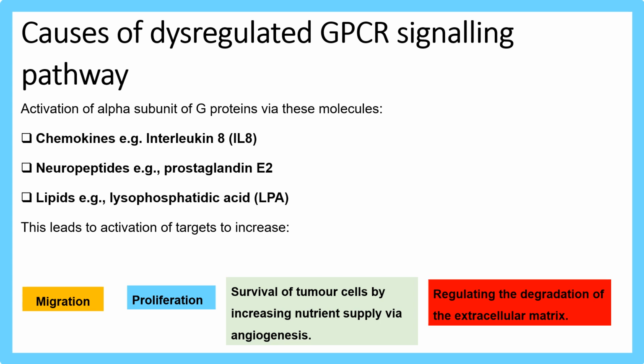Now, the activation of the alpha subunit of G proteins can be done via chemokines. So these are a type of protein involved in the immune system, such as interleukin.